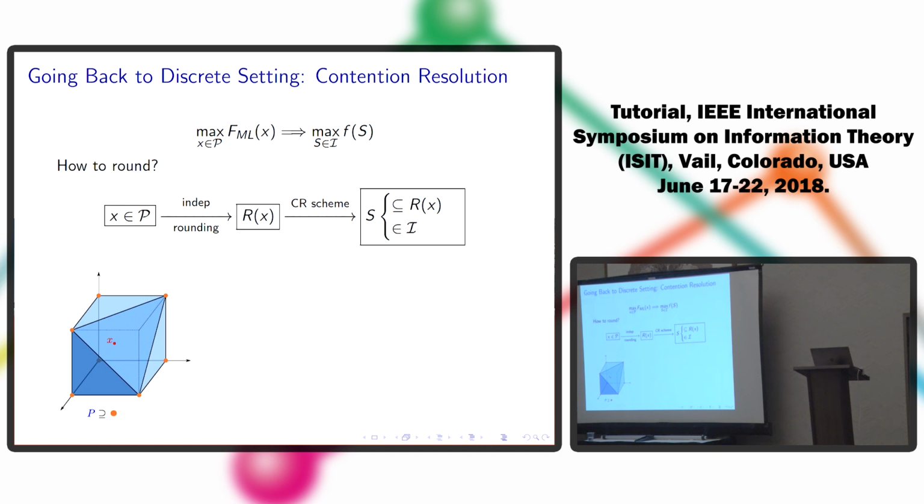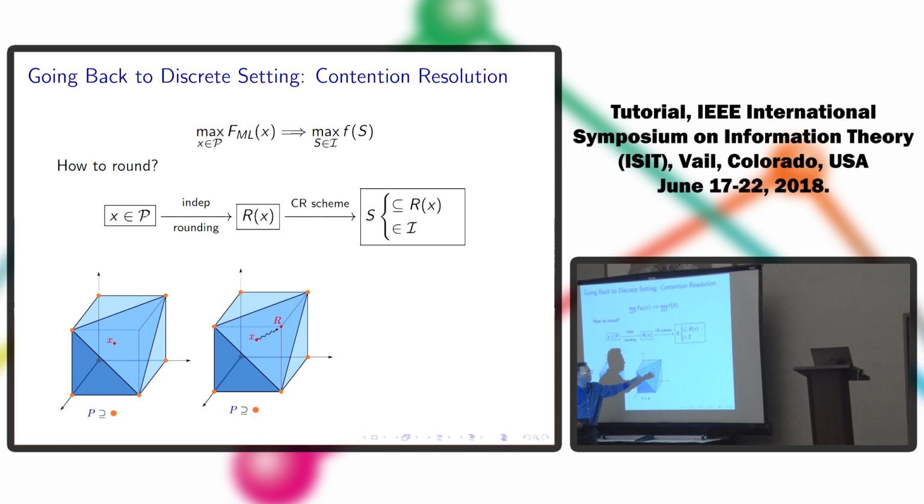The first thing that we are going to do is independently pick elements. R of x was defined as a random set where every entry was sampled with probability xi, right? So the first thing that I can do is use this definition in order to return a set, a random set R. What is the problem with this random set? It might be outside the polytope. It might be a point that is not feasible. It's a good initialization, but it's not a feasible solution.